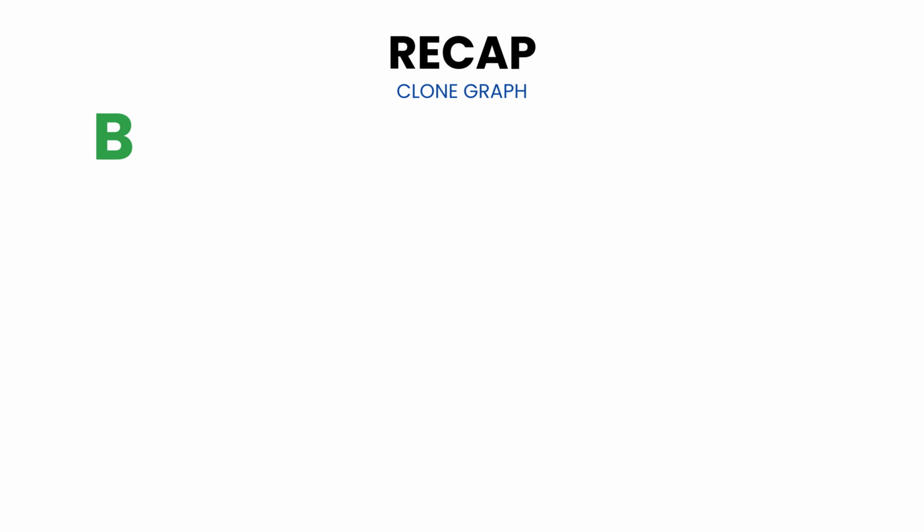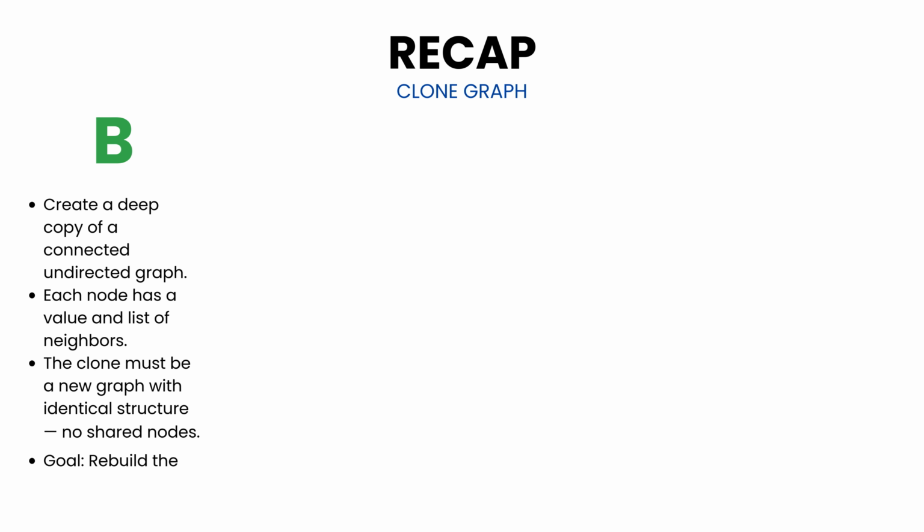Breakdown recap. At its core, this problem asks us to create a deep copy of a connected graph, meaning we build entirely new nodes that mirror the original connections perfectly. The catch? Graphs can contain cycles, so careless recursion can loop forever or duplicate nodes.